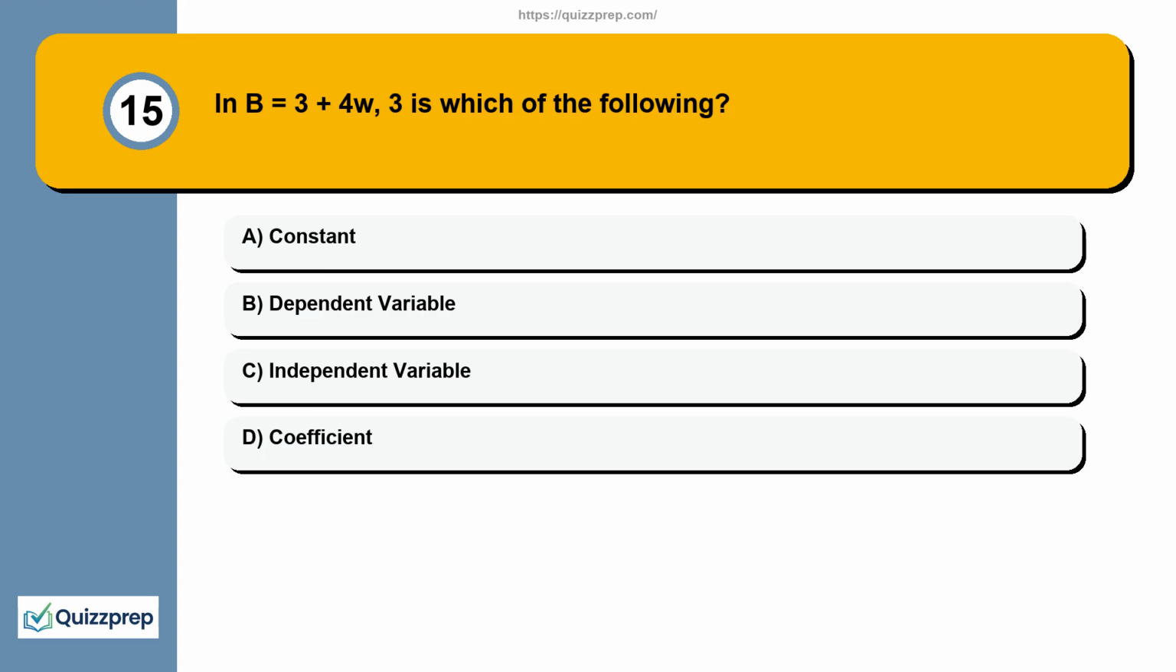Question 15. In B equals 3 plus 4W, 3 is which of the following? Constant, dependent variable, independent variable, coefficient.